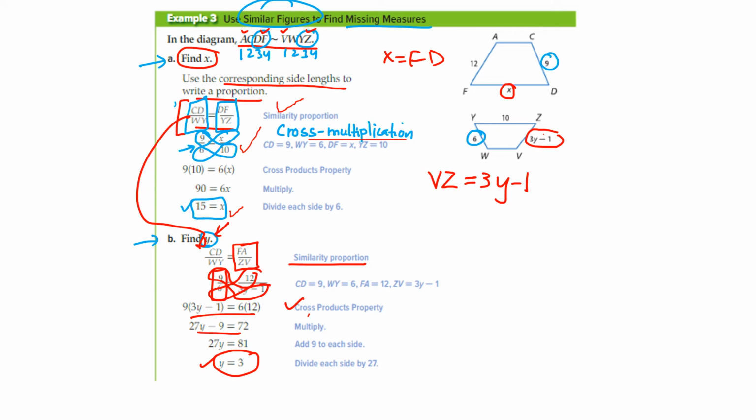So ZV with FA, that is 12 divided by 3y minus 1, is equal to the same value, 9 divided by 6, because they are given to you. So you are using the known values to find the unknown. Okay, then you do the same thing, cross product or cross multiply, and find your y as 3.